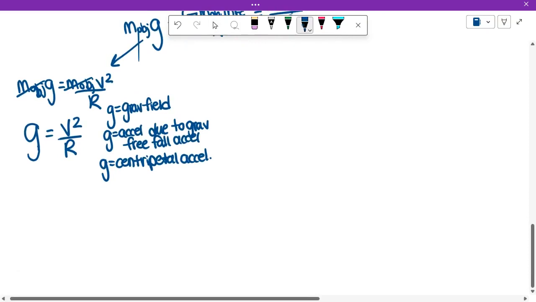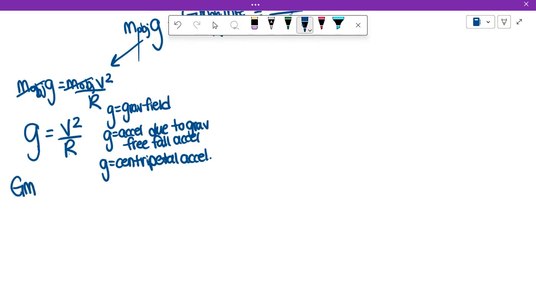So if you had the orbital speed and the radius, you could calculate G that way. But remember, G from the beginning of the video can also be found by doing big G, the mass of the field creator, over R squared. So we could find the gravitational field, the acceleration due to gravity, or the centripetal acceleration that way. We could also set that equal to V squared over R, since that is true.